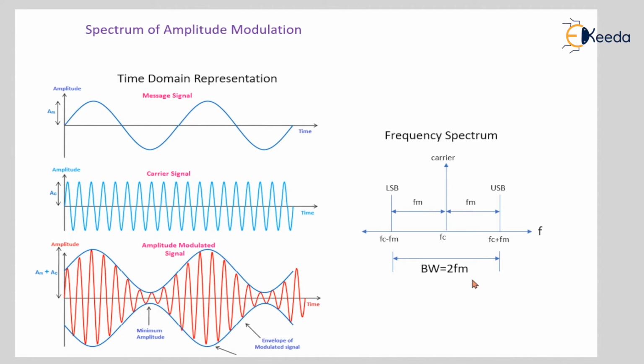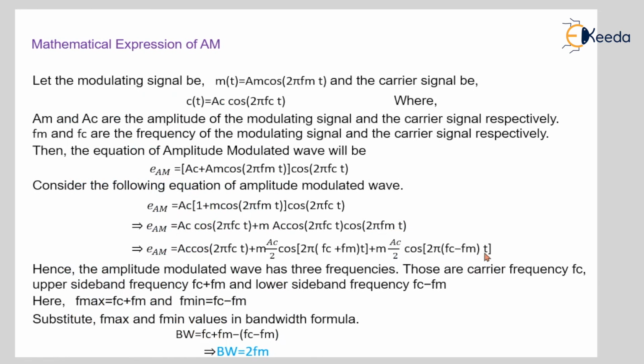Let us see the mathematical expression of this amplitude modulated wave. The modulating signal is AM cos of omega m t. Here omega m we have put as 2 pi fm, and the carrier signal is AC cos of 2 pi fct. AM and AC are the amplitudes of the modulating and carrier signals. FM and FC are the frequencies of the modulating and carrier signals.